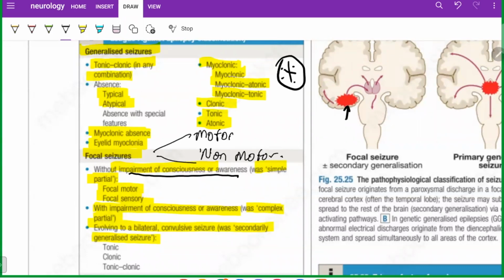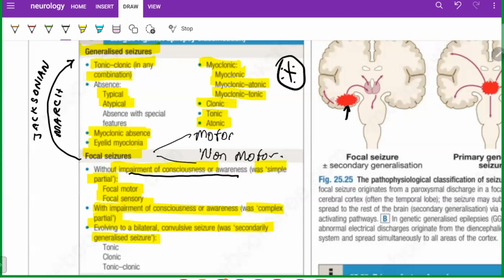So that is called as Jacksonian march or Jacksonian epilepsy. Here the symptom can be either motor or sensory. What happens is, it first starts with the face, then the upper limb, then the lower limb, and then goes to the opposite side. So this is going to get converted into generalized seizures. When focal seizures get converted to generalized seizures, you call it a Jacksonian march.